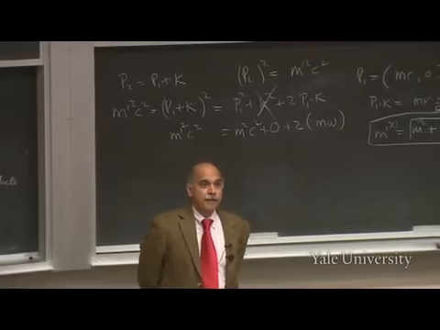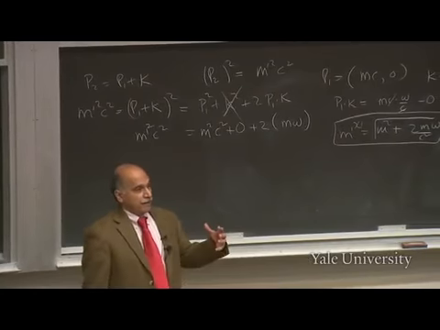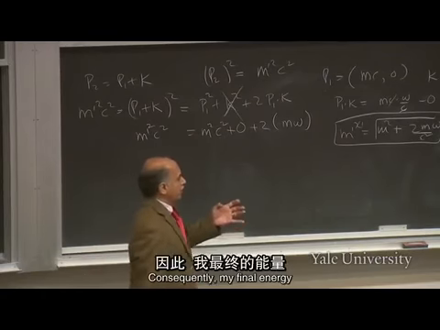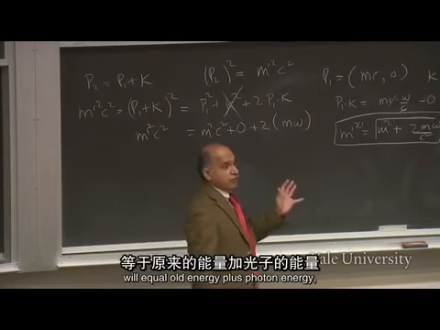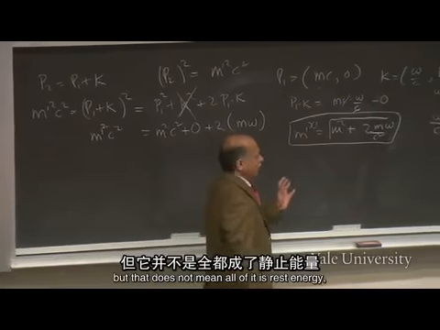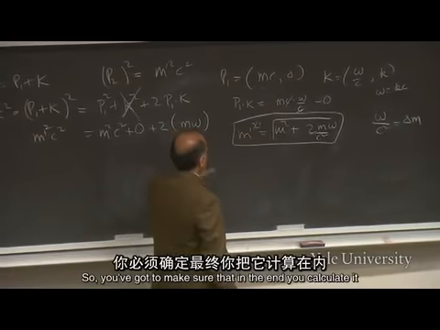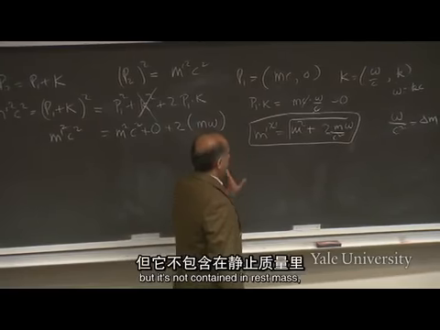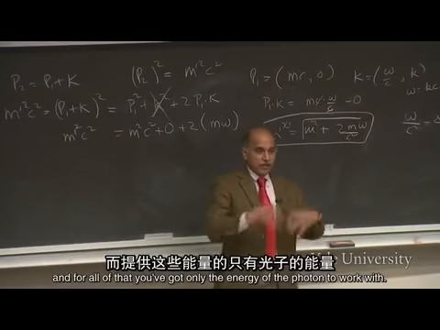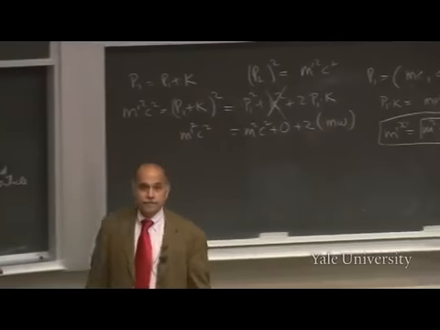Yes? The final velocity changes. In other words, when I absorb the photon, I also have to recoil to conserve the momentum of the photon. Consequently, my final energy will equal old energy plus photon energy, but that does not mean all of it is rest energy, because there's some energy of motion. So you've got to make sure that in the end you calculate it so that the total energy is balanced, but it's not contained in rest mass, because you produce the rest mass and you also move the rest mass. And for all of that, you've got only the energy of the photon to work with.